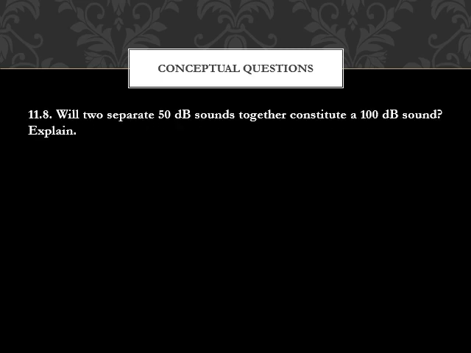Will two separate 50 dB sounds together constitute a 100 dB sound? Explain. Yes, this can happen if two identical coherent waves interfere with one another, then they can constitute a 100 dB sound wave. And remember one thing, when they interfere, their interference must be constructive.